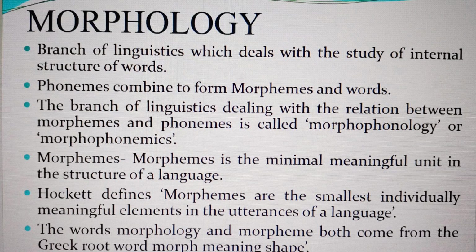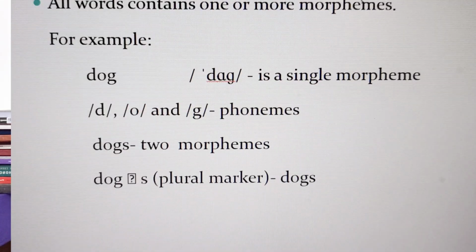We shall have some examples, so please look into them. I will give one particular word, dog. When we split the word dog, we get the sounds: initial sound d, medial sound o, and final sound g. These are phonemes. These phonemes combine to form a minimal, meaningful word such as dog. Then we can say that that word is a morpheme.